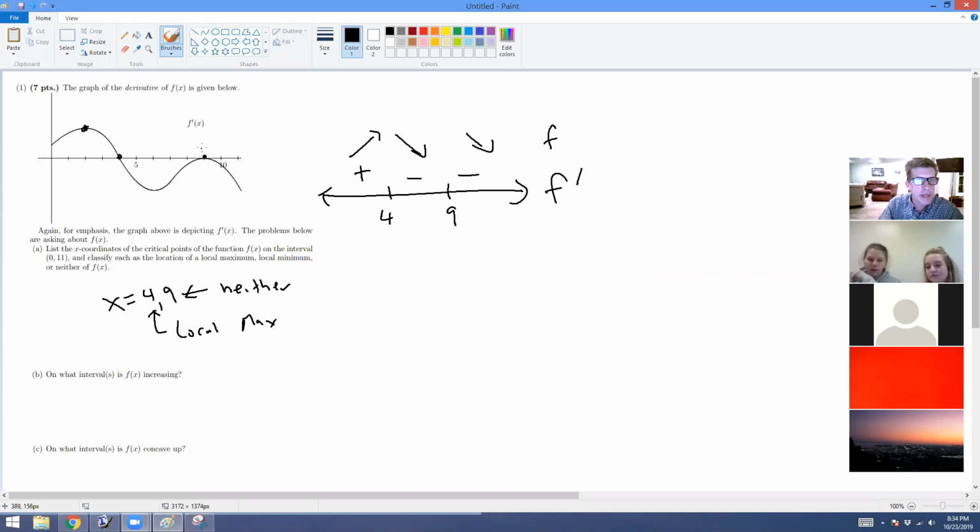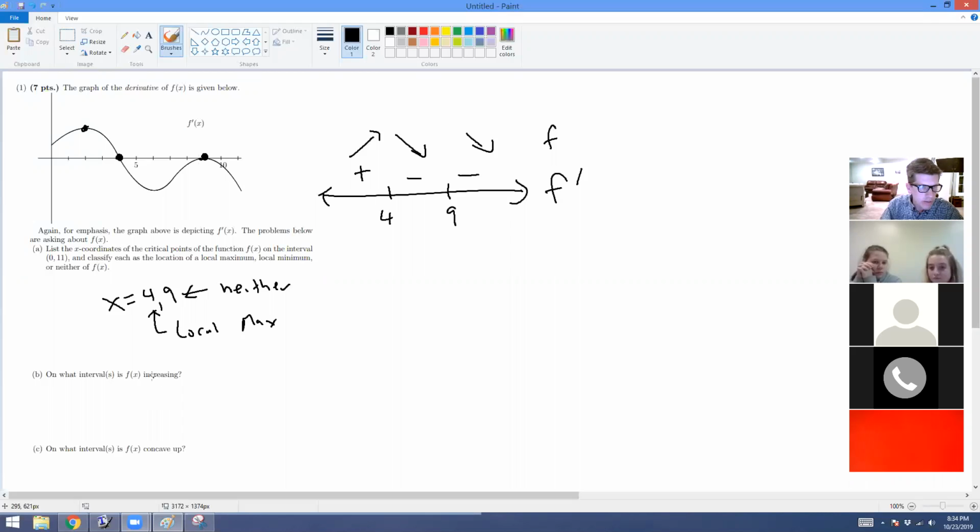So we're going to get to that in a minute. But for parts A and B, we're interested in where f prime is 0. So that's at 4 and at 9. Does that make sense? Kind of. No, it's just that at 4 it seems like the slope is not 0. Okay, so that's the slope of f prime, but the question is about the slope of f. Oh, okay. I got it.